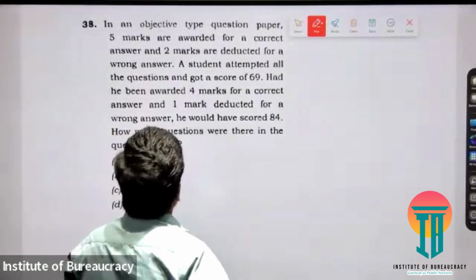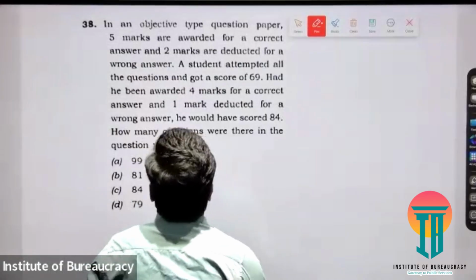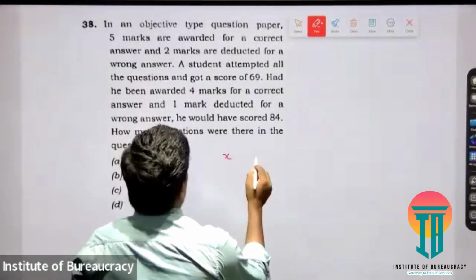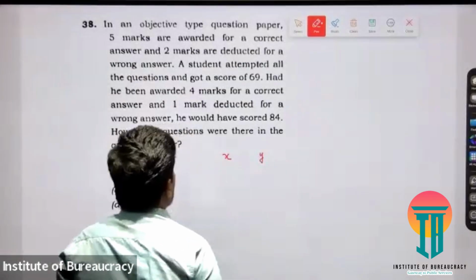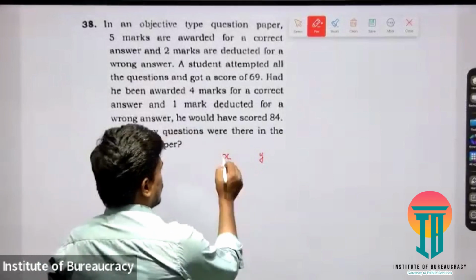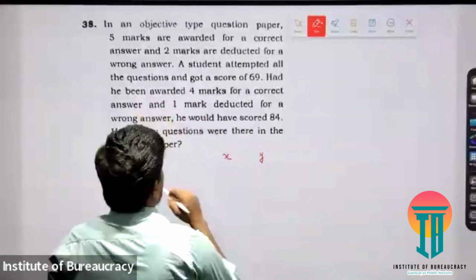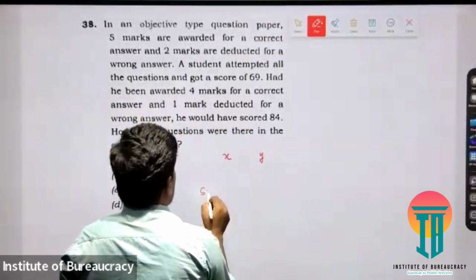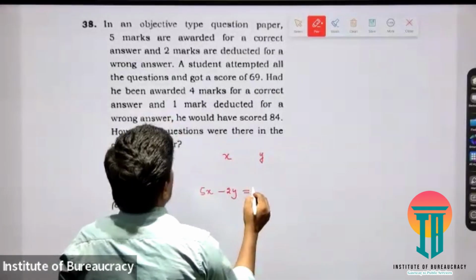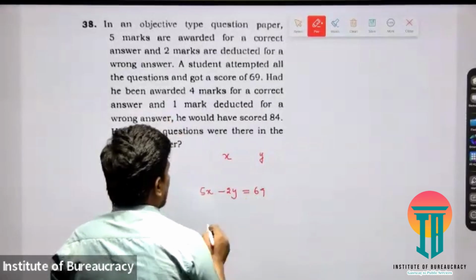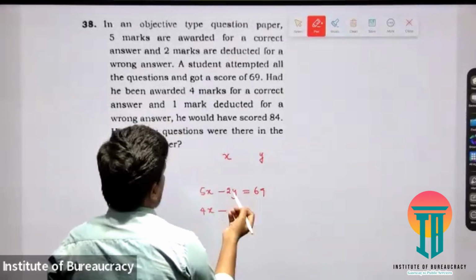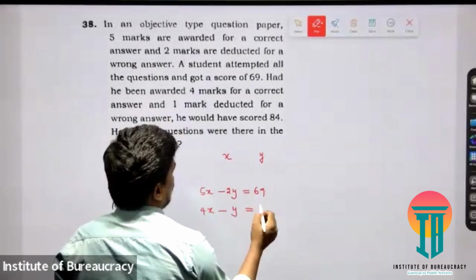So let us assume that he has answered correctly X questions, wrongly Y questions. Total number of questions is going to be X plus Y. For the first case, each correct question 5 marks, 5x. Each wrong question 2 marks deducted, 2y. In total, he has scored 69. For the second case, for each correct question 4 marks, for each wrong question 1 mark deducted. So finally, the score is 84.